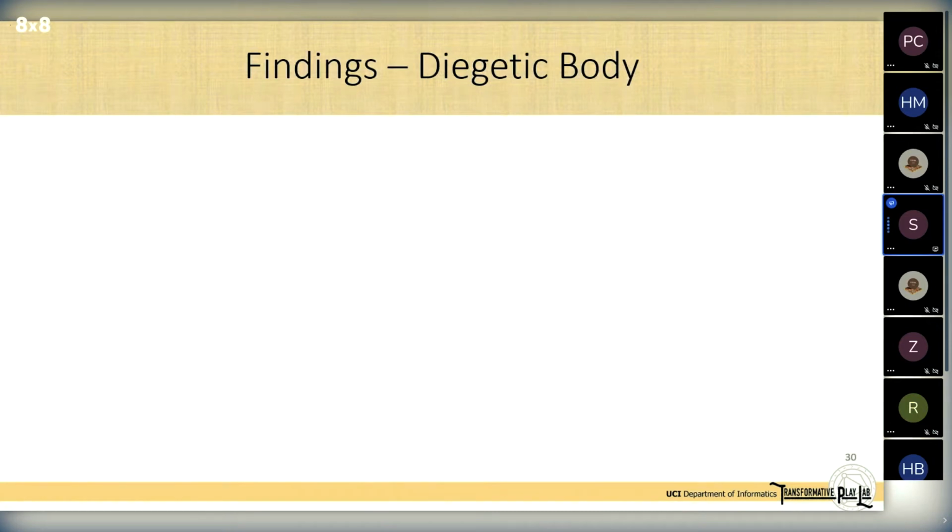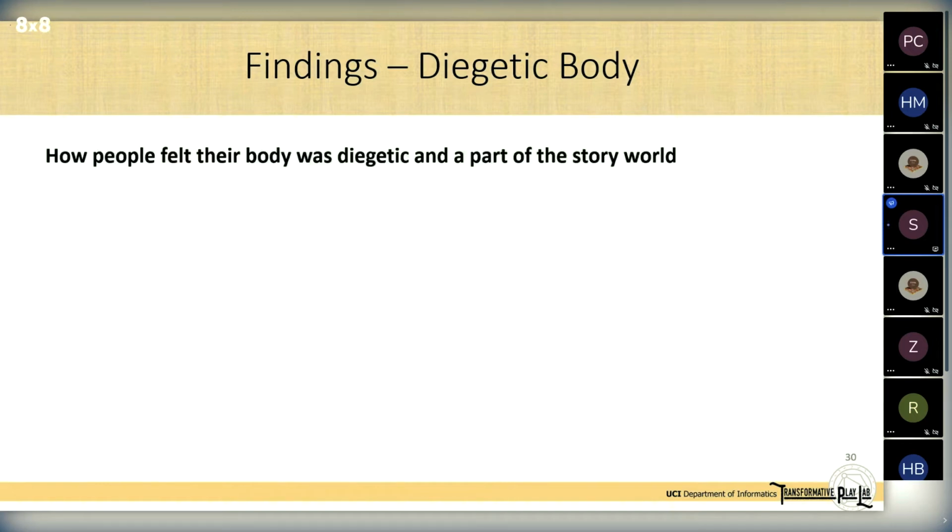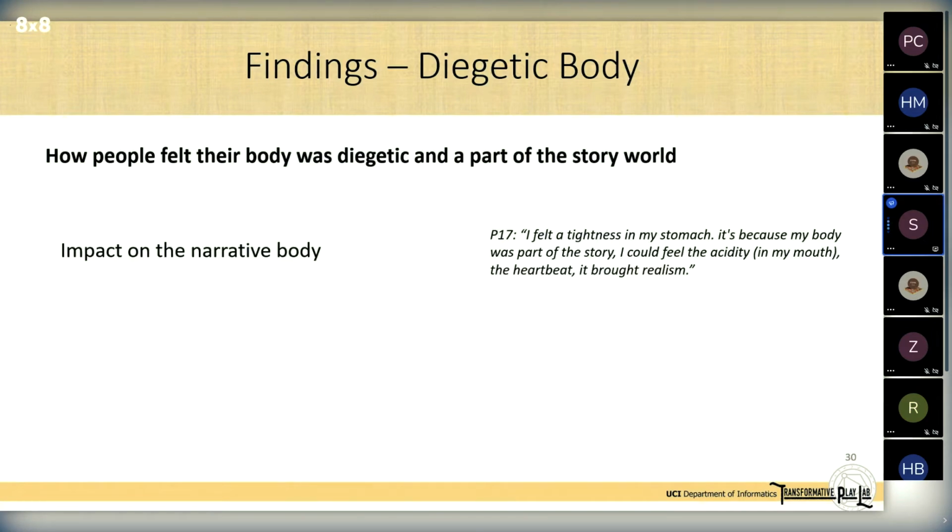So let's talk about a few findings and takeaways from this study. And again, this is just a very thin slice. Let's start with what helped people feel that their bodies were diegetic, that is, that their bodies were a part of the story world. People felt that their body was a part of the story world when there was a significant impact on their bodies in the narrative.